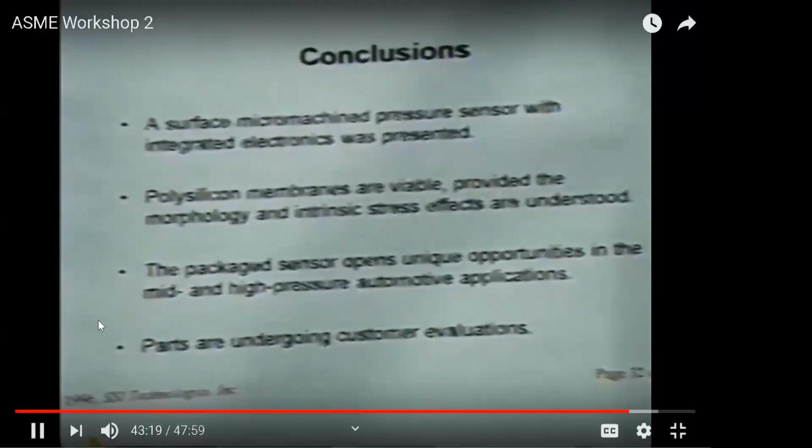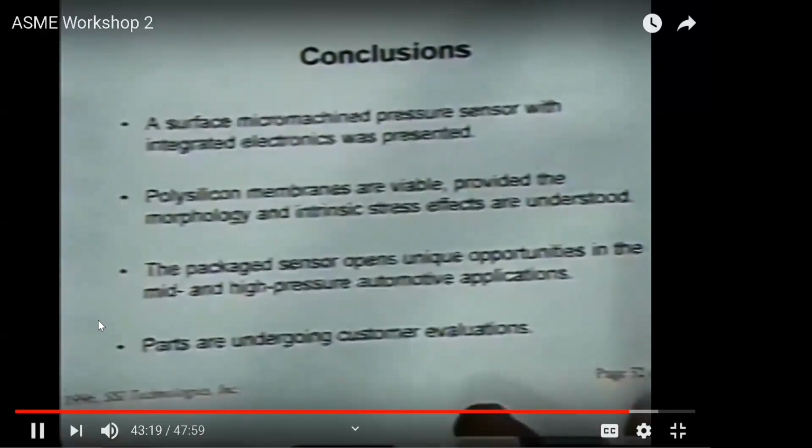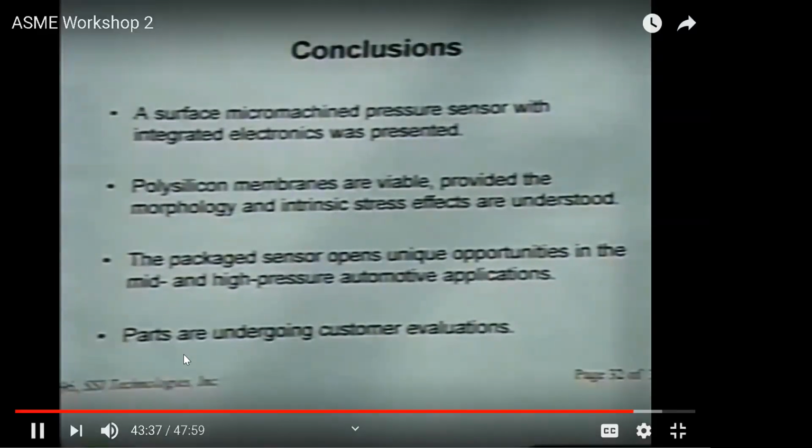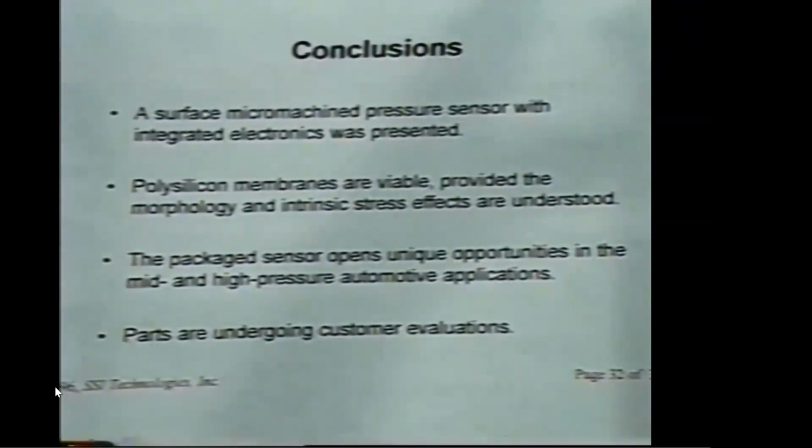The packaged sensor, for us at least, opens up a whole new market that was not available before in the automotive area. That is the pressure sensing applications between 350 PSI and 3,000 PSI, which are not currently being tackled by the old technologies, nor by the bulk micro machine pressure sensors. So finally, I'd just like to say that we do have parts out at customers right now being tested, and hopefully will be on platform models fairly soon. Thank you very much.